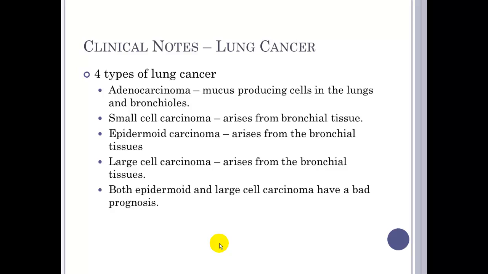Lung cancer. There are 4 types of lung cancer. Adenocarcinoma, which is cancer of mucus-producing cells in the lungs and bronchioles. Small cell carcinoma, and this cancer pretty much arises from the bronchial tree. Epidermoid carcinoma arises from the bronchial tissues. Large cell carcinoma arises from the bronchial tissues. Both epidermoid and large cell carcinomas pretty much have a bad prognosis. These are generally very aggressive forms of cancer or carcinoma.